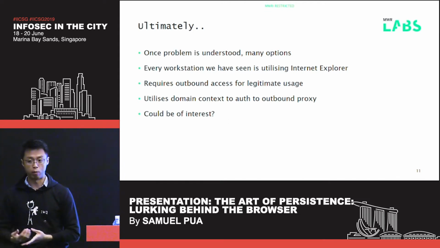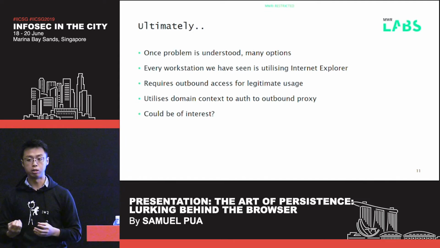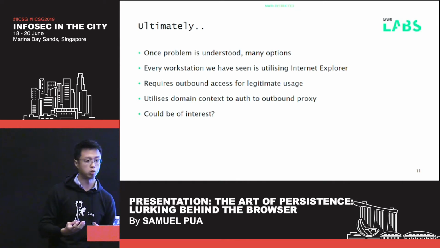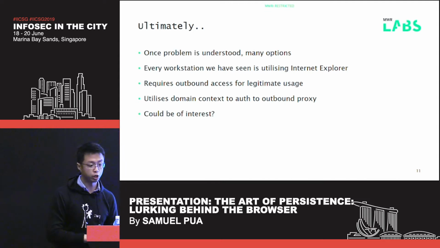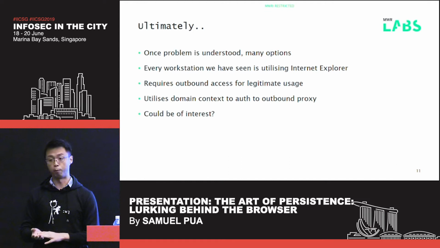It's generating many network logs. And within these network logs, whatever our C2 communication is will be hidden as well. So it allows us to hide ourselves from all these network logs. And additionally, it utilizes the domain context to authenticate to the outbound proxy.